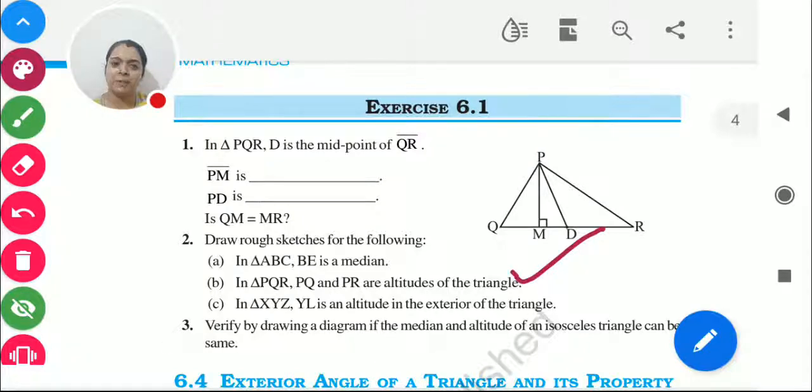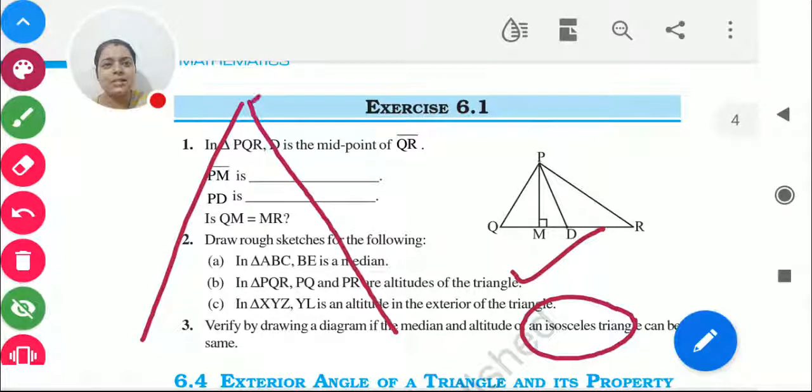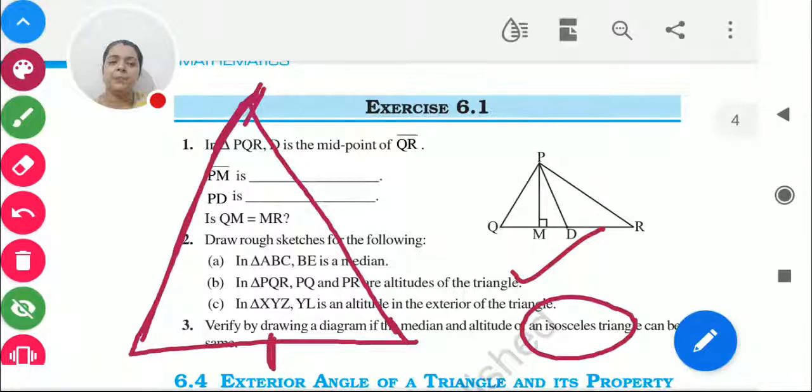Coming to question number 3. Verify by drawing a diagram if the median and altitude of an isosceles triangle can be the same. Yes, undoubtedly it can be the same, because we are talking about an isosceles triangle, which has two sides completely equal. When you draw a median, it comes here, and this line makes a perpendicular, a 90-degree angle.